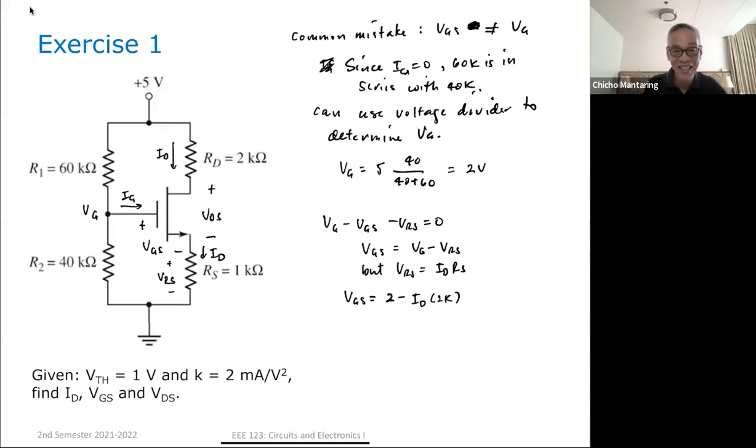Anyone? Ano yung isang equation na dapat natin gamitin? Okay. By the way, you have to make an assumption. Okay, if we assume saturation, so hint na yan. Assume saturation. So what is our equation now? Di pa rin nyo alam? Anyone?